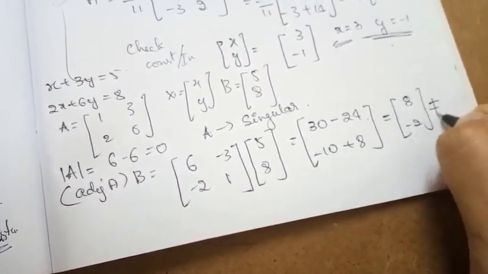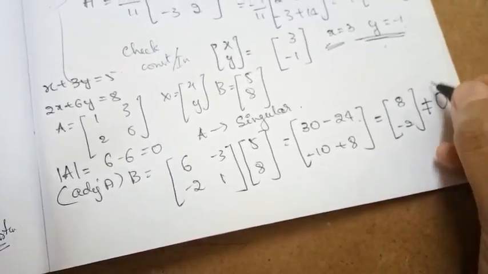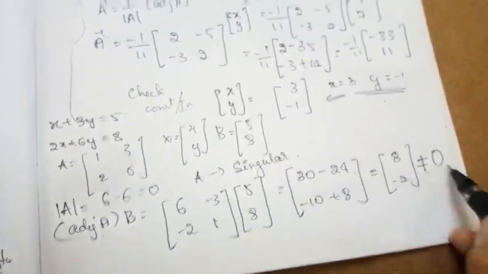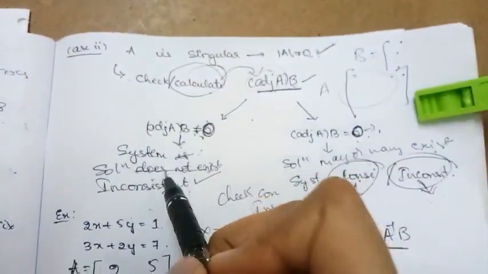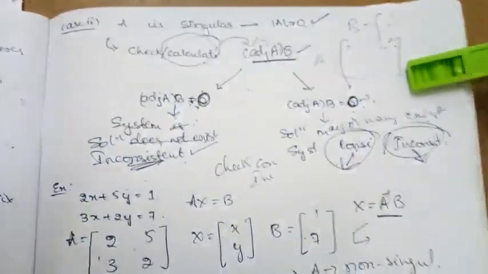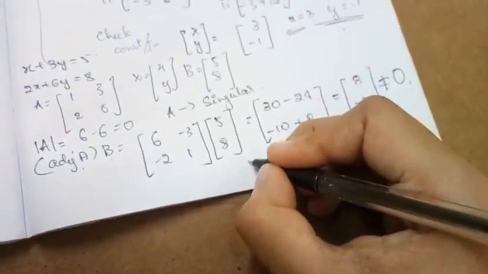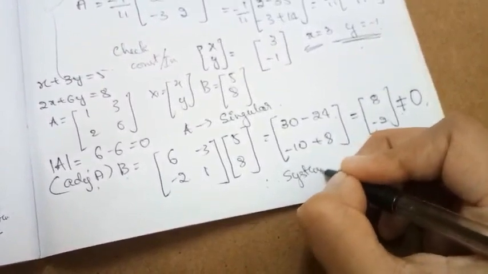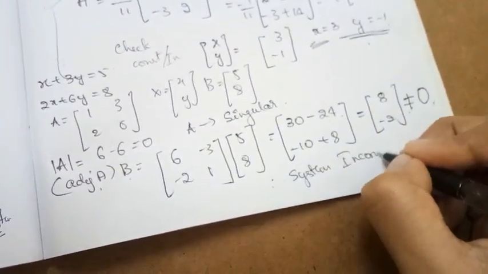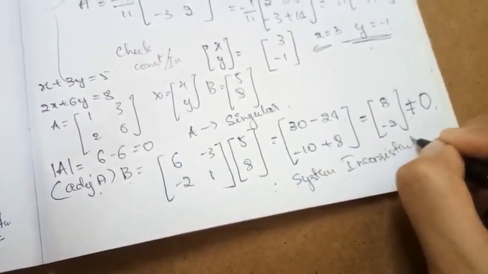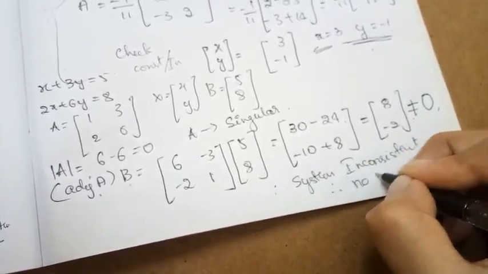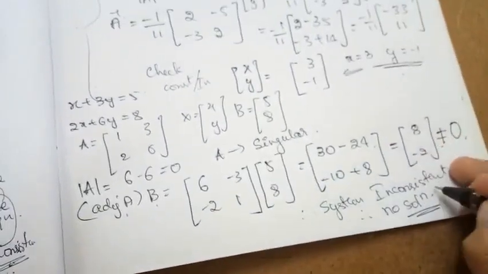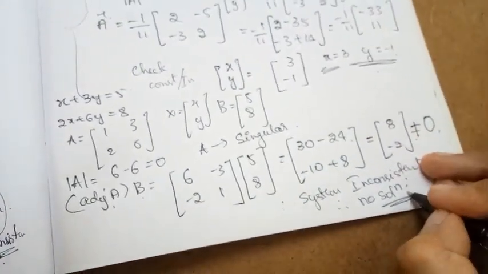So this one is not equal to our zero matrix, that is 0, 0. So when the matrix adjoint A into B is not equal to the zero matrix, what are we saying? The system is inconsistent. So here we are saying, therefore the system is inconsistent, therefore it has no solution. So when it is inconsistent, it has no solution.